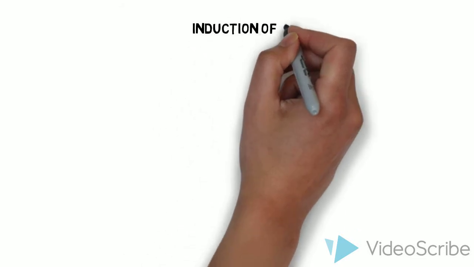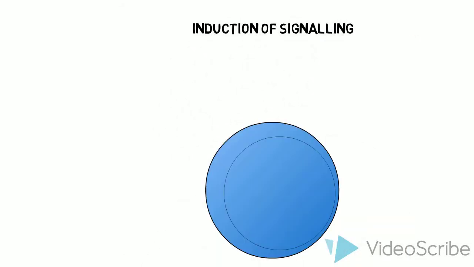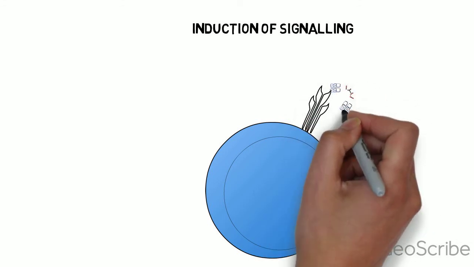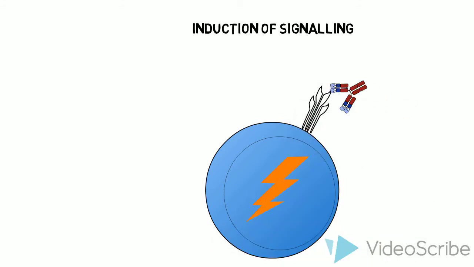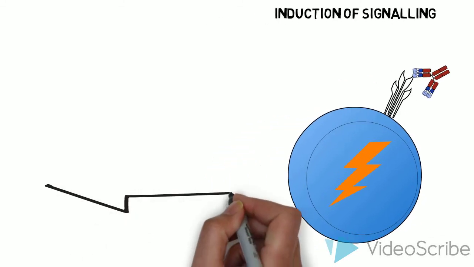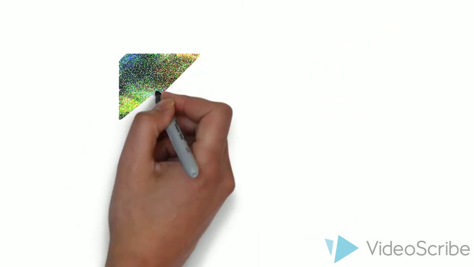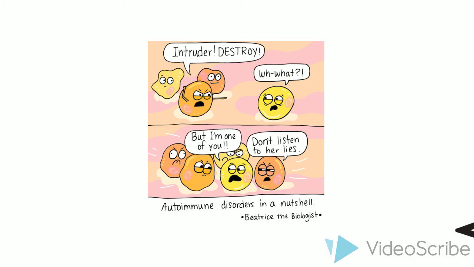Finally, induction of signaling is a useful mechanism by which monoclonal antibodies can act. Binding to the receptor induces receptor-mediated signaling within the cell to change the cell's behavior. Side effects of using signaling-inducing antibodies include cytokine storms due to a release of too many cytokines, as well as autoimmunity as a result of heightened immunity.